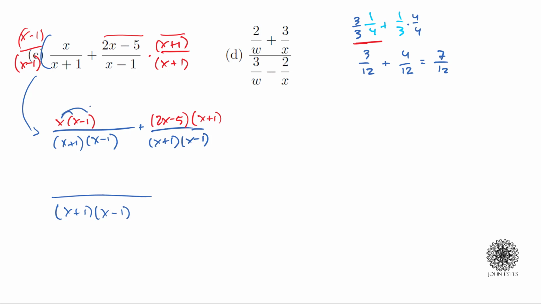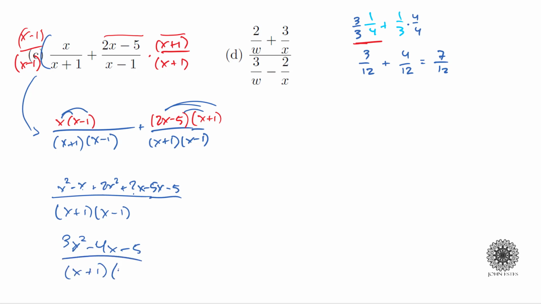And all I have to do is clean up the numerator. So here I distribute across, I get x squared minus x. Here I FOIL, and so I'd get 2x squared plus 2x minus 5x minus 5. And so cleaning this up now, I have 3x squared. How many x's do I have? A minus 1, a plus 2, and that's a plus 1 in total, minus 5, so you get minus 4x minus 5 all over x plus 1, x minus 1. There you have it. You brought them together.